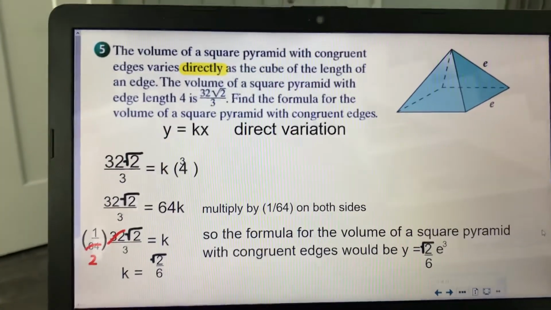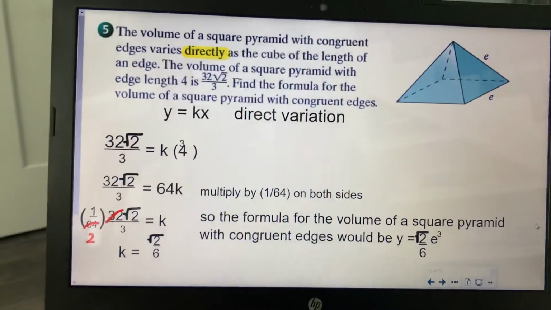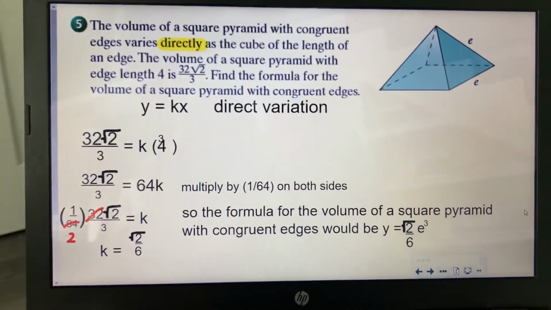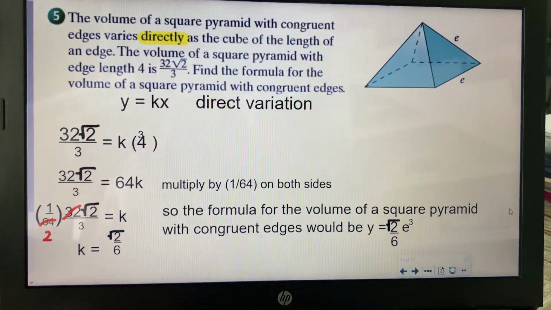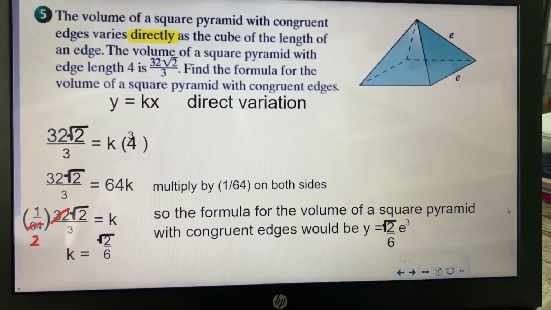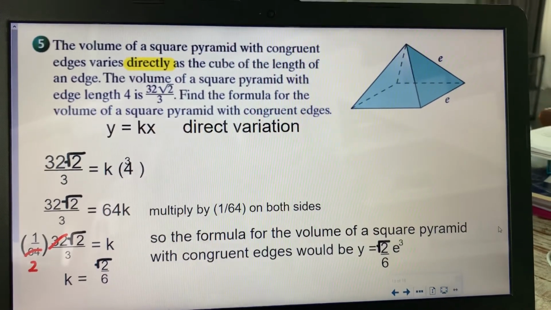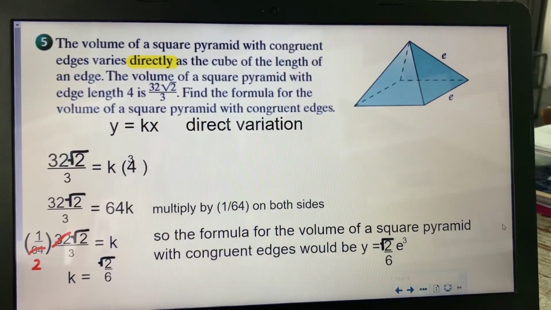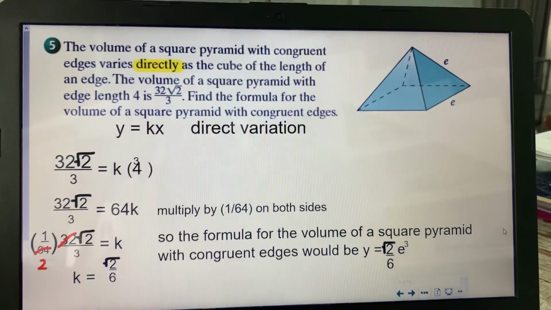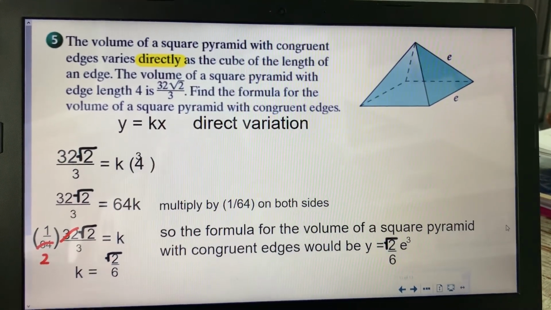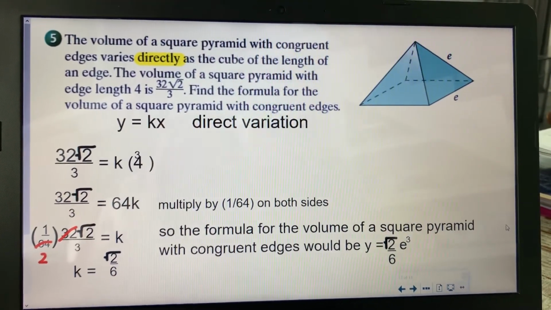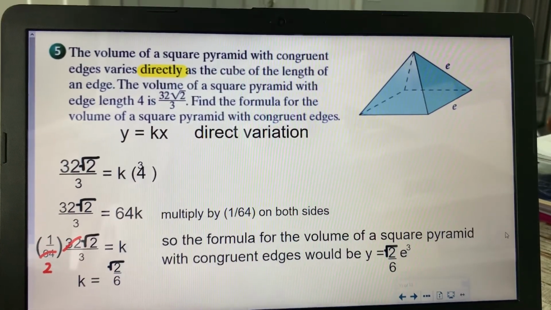So let's try this one. I worked it out on here. The volume of a square pyramid with congruent, meaning equal edges, varies directly as the cube of the length of an edge. The volume of a square pyramid with edge length of 4 is 32 radical 2 over 3. Find the formula for the volume of a square pyramid with congruent edges. So since it's direct, we're using the equation y equals kx.